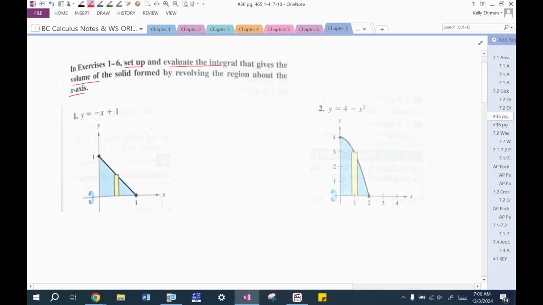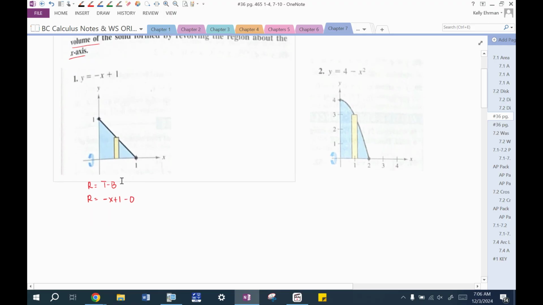So they've given us the little representative rectangle here. Remember, that represents your radius of rotation. So the radius here is going to be top minus bottom. And so that's going to be negative x plus 1 minus 0. And I always make a point to do the minus 0, even though that's kind of silly, because eventually we will start rotating around lines other than an x or a y axis. And so the number of where that line is will be important. So anyway, it's negative x plus 1, and maybe we'll simplify that to 1 minus x.